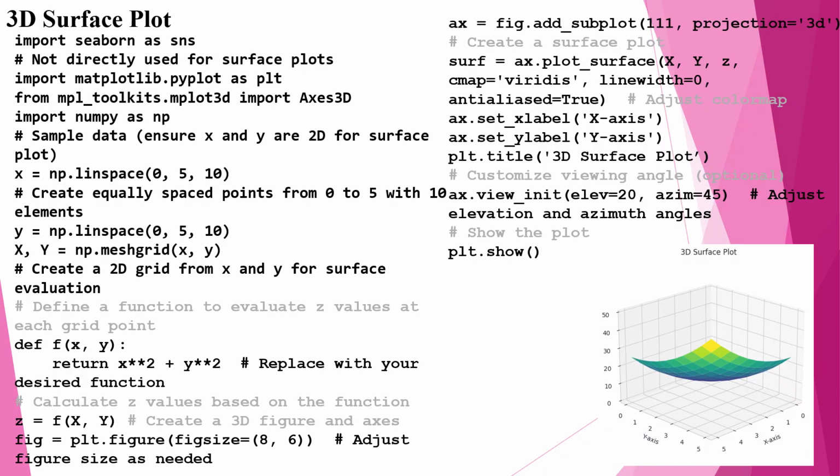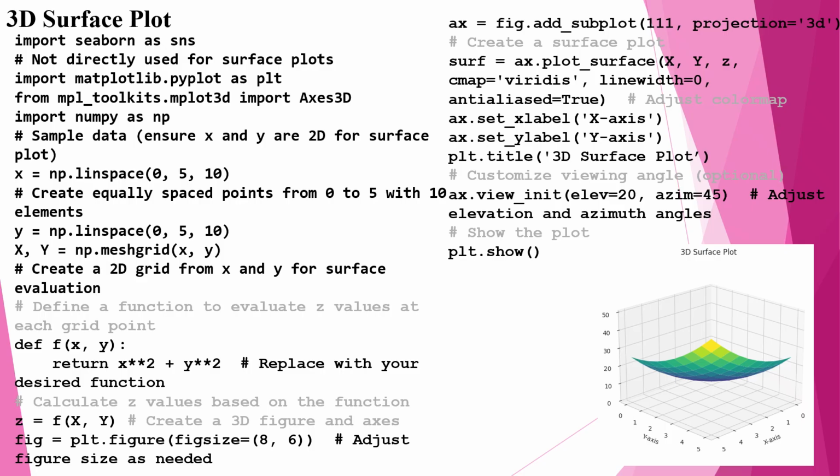This code demonstrates how to create a 3D surface plot using Matplotlib. First, NumPy is used to generate evenly spaced values for X and Y using linspace, and meshgrid is used to create a 2D grid of points. A mathematical function is then defined to compute Z values based on X and Y, which determines the height of the surface at each point.